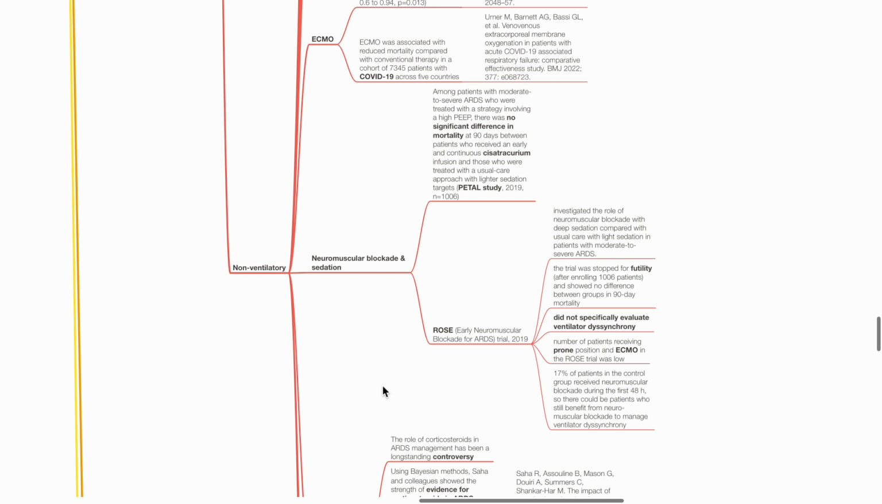targets. The ROSE study also showed no differences between groups in 90-day mortality. However, the ROSE study did not specifically evaluate ventilator desynchrony.